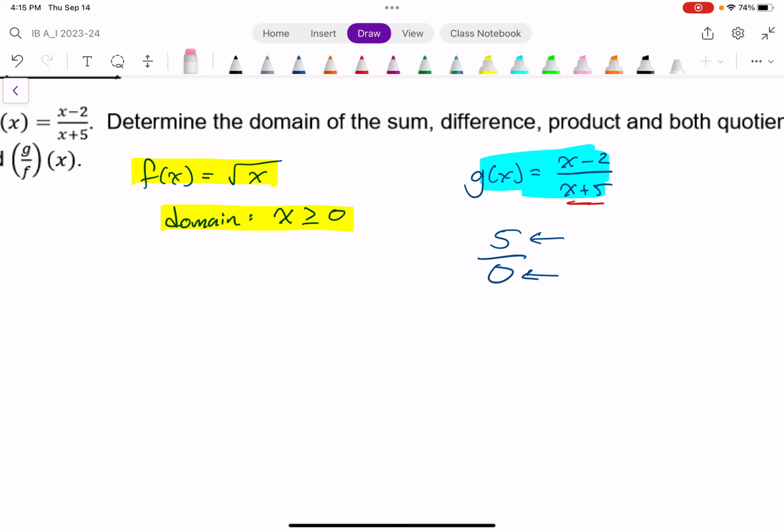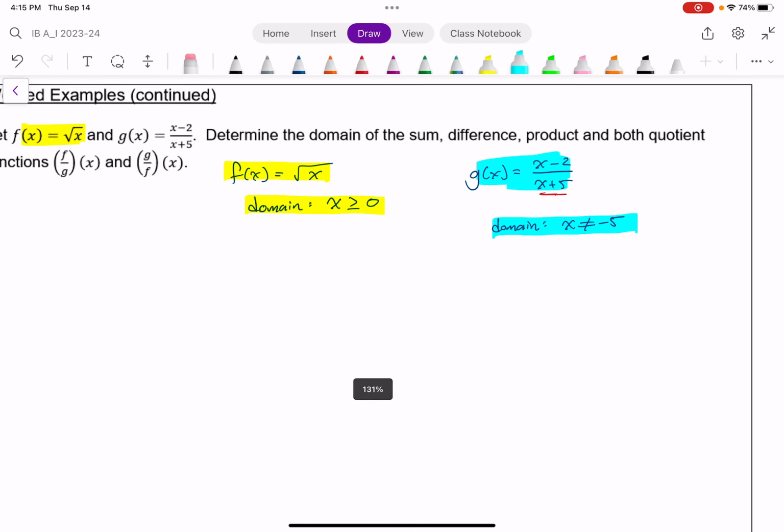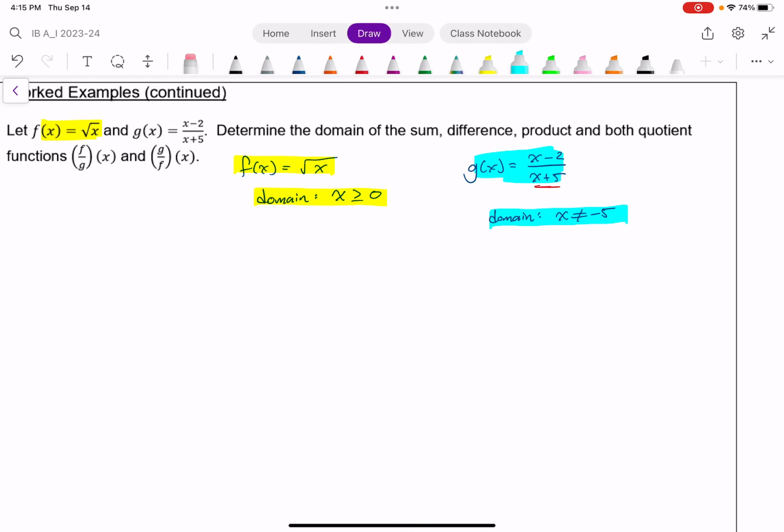That's just not possible. Either way, the domain of this is x does not equal -5. And like before, you could write it in different ways. All right, so when it comes to finding the domain of the sum, the difference, and the product, these first 3, I'm not asking for the equations. They're all going to have the same domain, because whether we add, subtract, or multiply these functions together, their collective domain will be what they have in common.